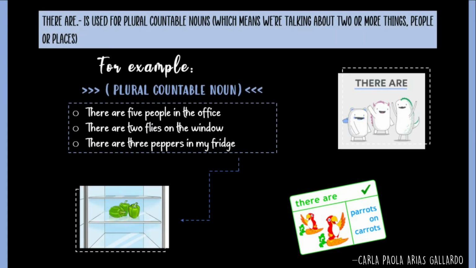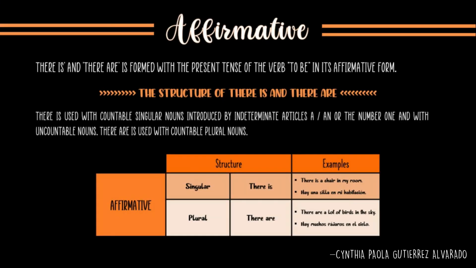There are is used for plural countable nouns, which means we are talking about two or more things, people, or places. For example, there are 5 people in the office, there are 2 flies on the window, there are 3 eggs in my fridge. Affirmative.